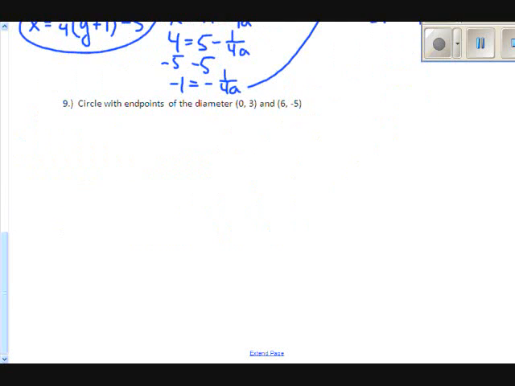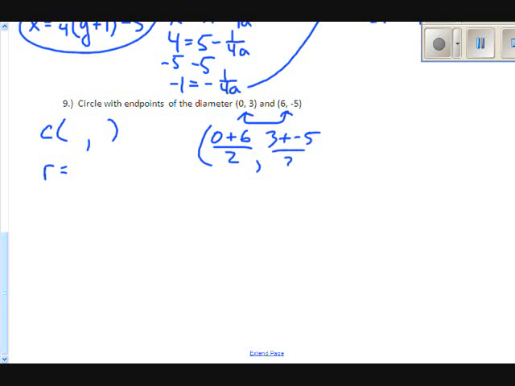For this one, we're talking about a circle with endpoints of the diameter at 0, 3, and 6, -5. So I need the center, and I need the radius. For the center of this guy, I'm just going to do my midpoint formula. I'm going to find the midpoint between these two. So for the x values, that's x1 plus x2 divided by 2, so 0 plus 6 divided by 2. I add the y values together and divide by 2.